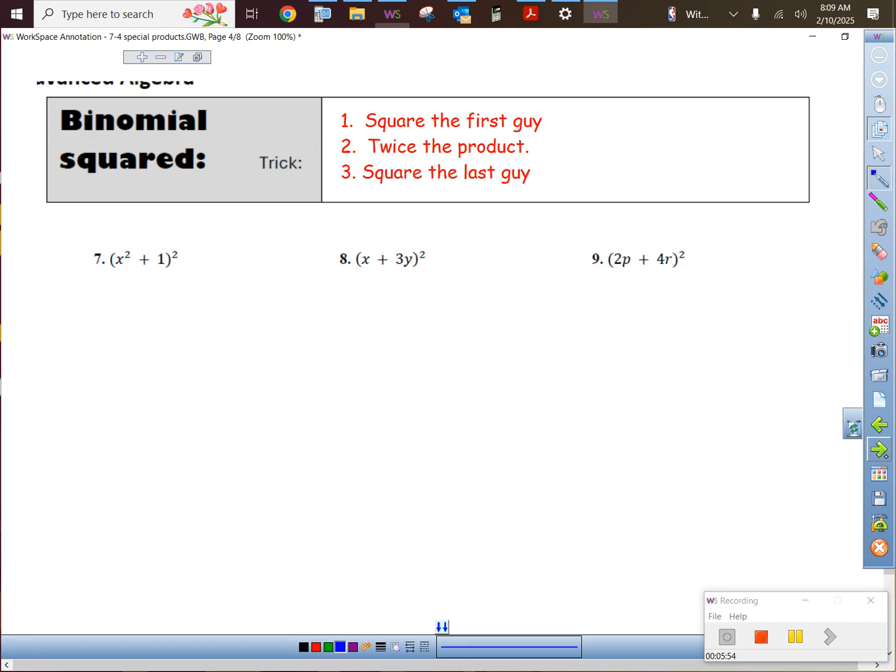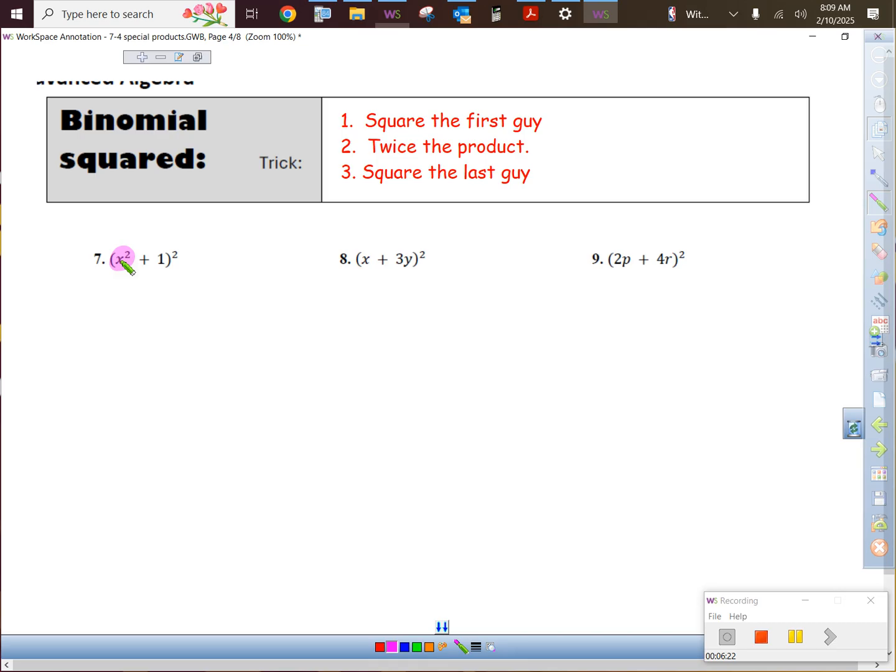The first move you do is you square the first guy. Like the first guy that I mean is this dude in the parentheses right here. If I can grab my highlighter. You square that first guy. Then you take twice the product. It's been a while since we've mentioned the word product. Remember, sum means addition, difference means subtraction, product means multiplication. You're going to do twice the product and then square the last guy.